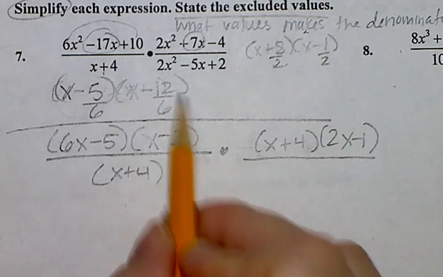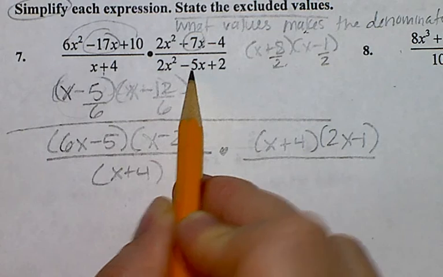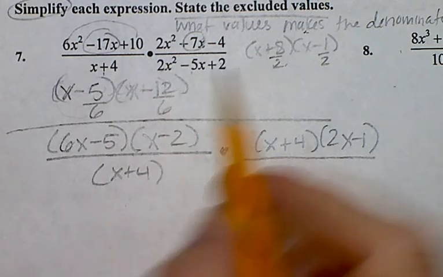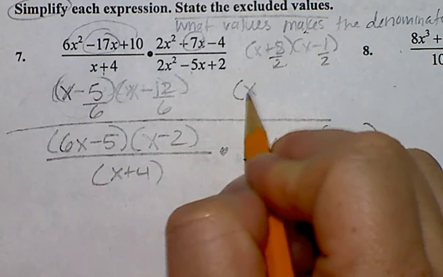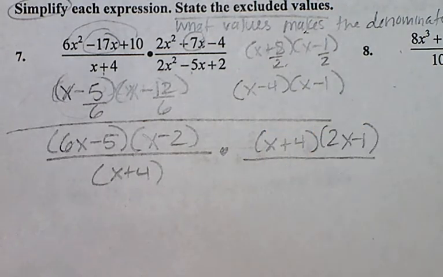Okay, I'm going to do the bottom one. What multiplies to give you 4 and combines to give you -5? -4 and -1 multiply to give +4 and combine to give -5. So it's x minus 4 and x minus 1.